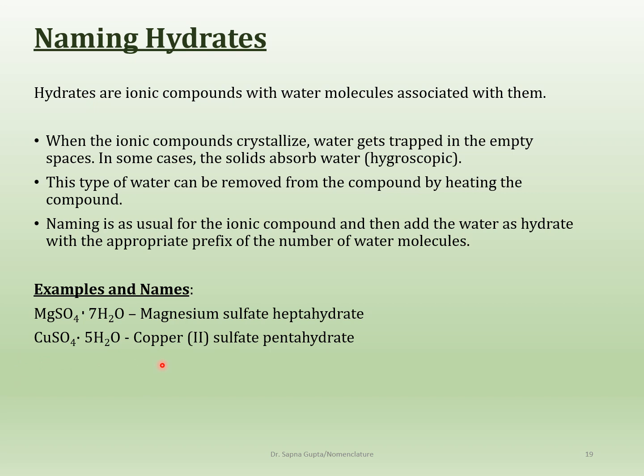For copper sulfate, remember copper is a transition metal, so it will be copper(II) sulfate pentahydrate because there are 5 water molecules. So it's not all that hard for the nomenclature. Most of the rules are the same, except now we've combined a little bit of the covalent compound rule, which is using the prefixes.